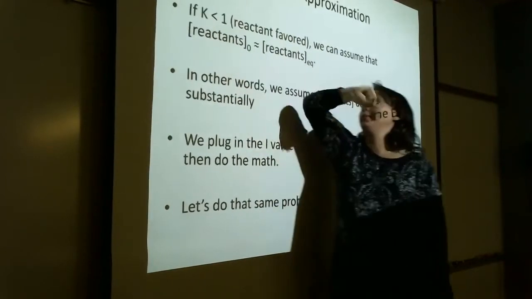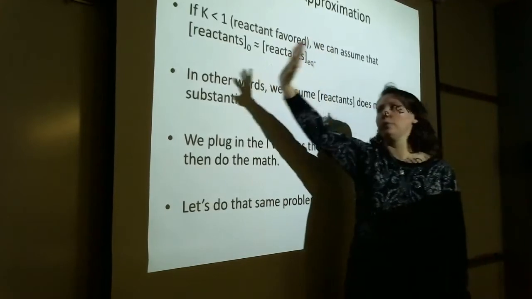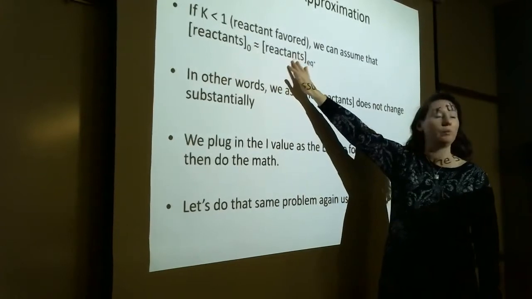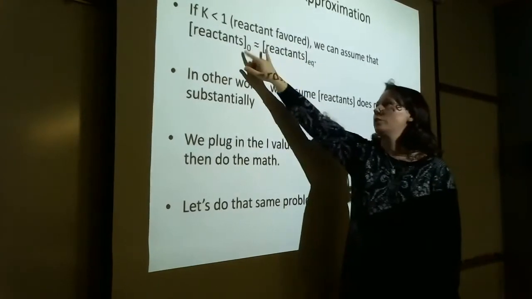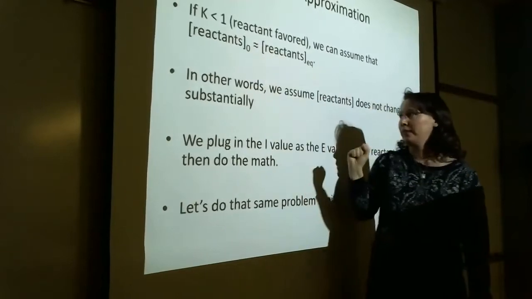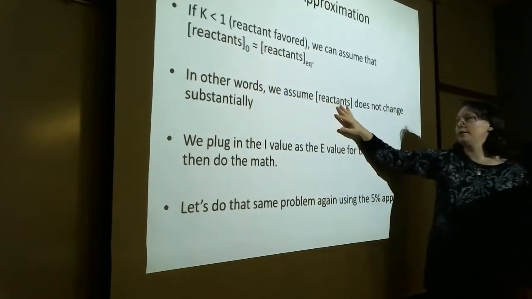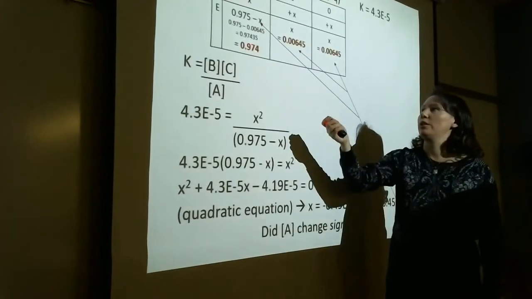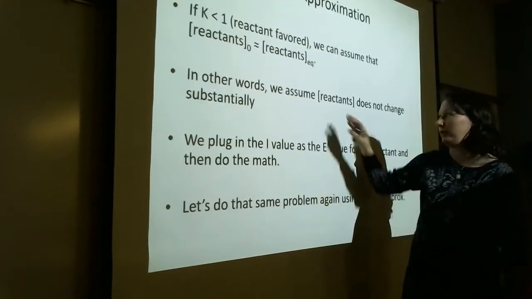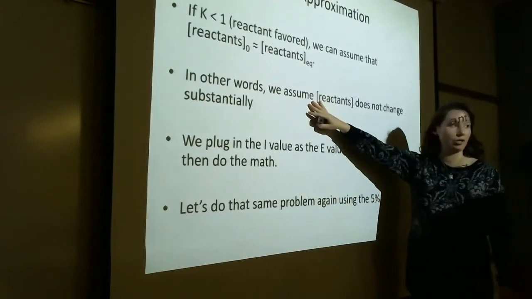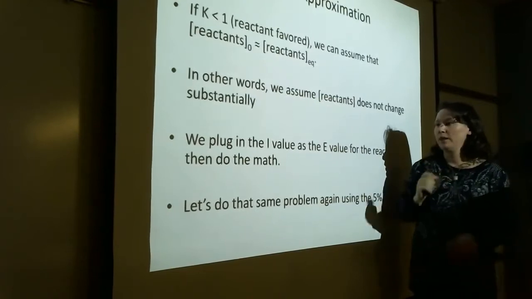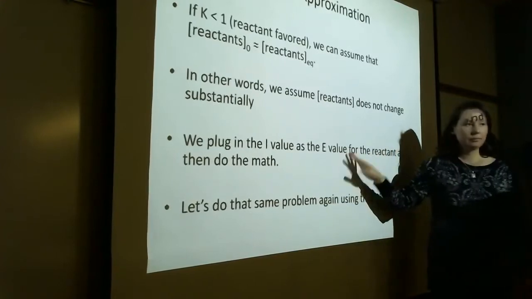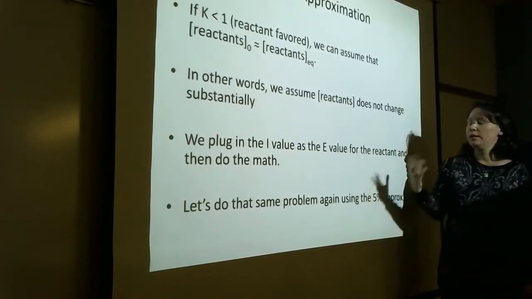K less than 1. Then we're assuming that at equilibrium, the initial concentration of the reactants basically equals the equilibrium concentration of the reactants. In other words, we're assuming no change going from I to E, right, which is what I just said. We assume reactants don't change substantially. If you look at our previous problem, to see a change, we had to go to the thousandths place. So we're assuming, using the 5% rule, that the concentration of those reactants isn't changing significantly. So we're going to plug in the initial value as the equilibrium value, and then do the math that way. See what that gets us.